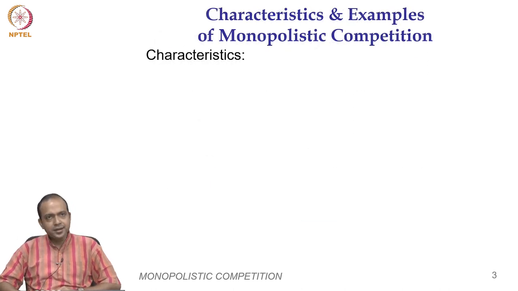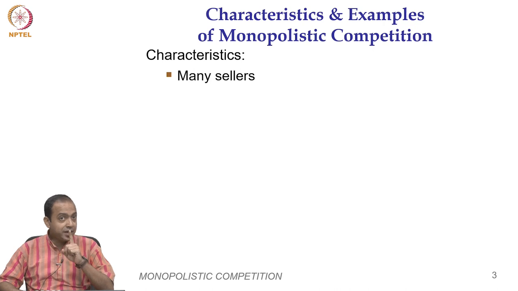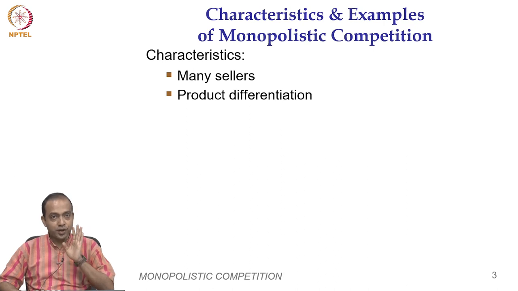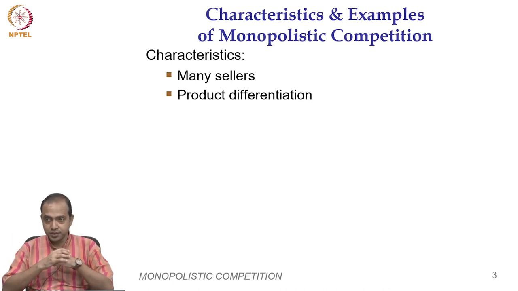Then what are the characteristics of this monopolistically competitive market? As I said, there are many sellers, but please remember, this many does not mean as many as in competition. Then product differentiation. That means goods are similar but not identical like in competition. As a result, each seller has an incentive to differentiate their products.